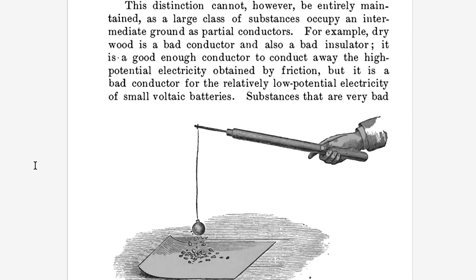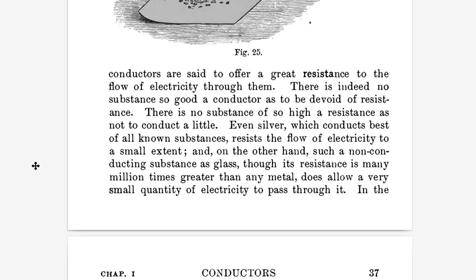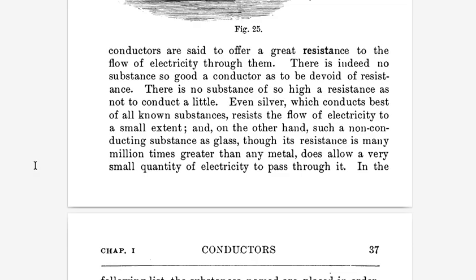For example, dry wood is a bad conductor and also a bad insulator. It is a good enough conductor to conduct away the high potential electricity obtained by friction, but it is a bad conductor for the relatively low potential electricity of small voltaic batteries. Substances that are very bad conductors are said to offer a great resistance to the flow of electricity through them. There is indeed no substance so good a conductor as to be devoid of resistance. There is no substance of so high a resistance as not to conduct a little.